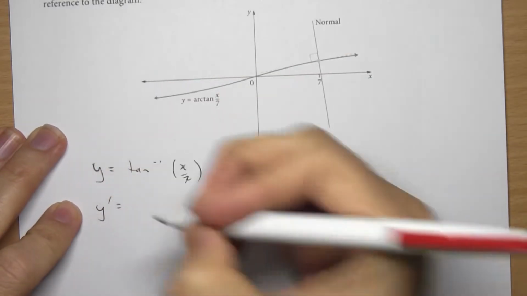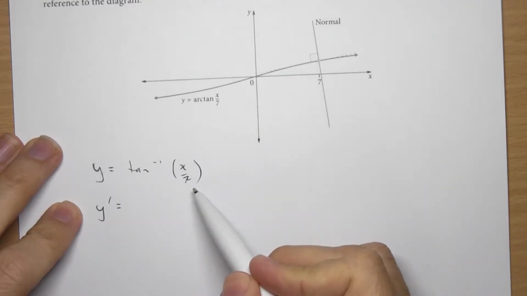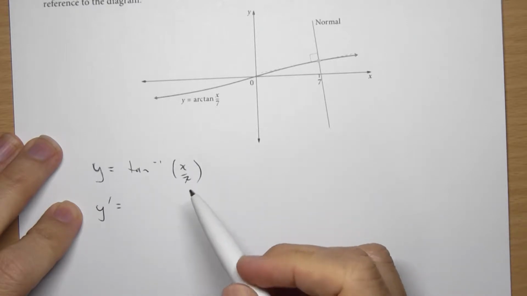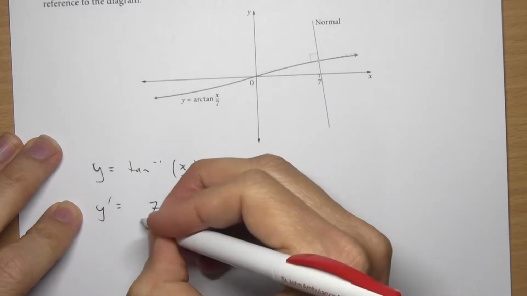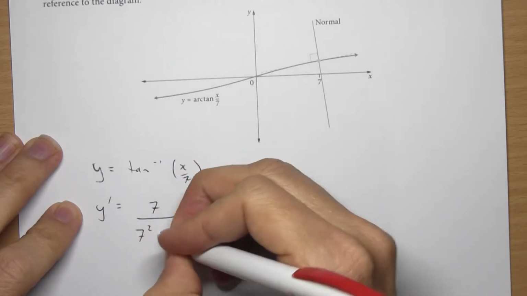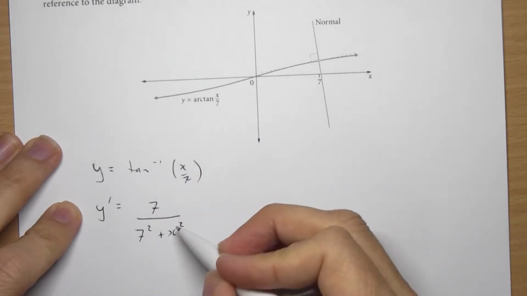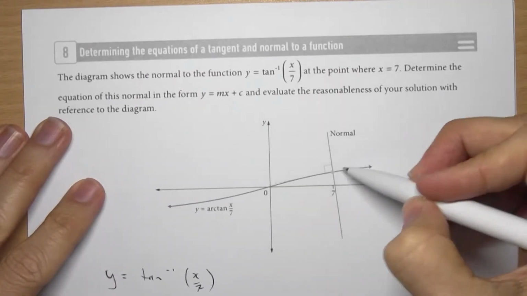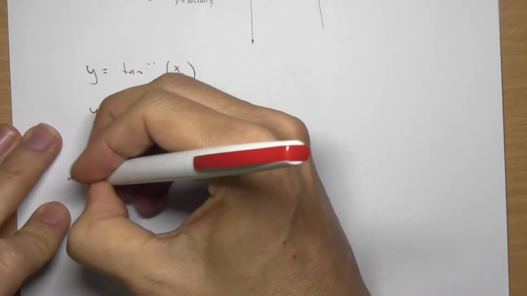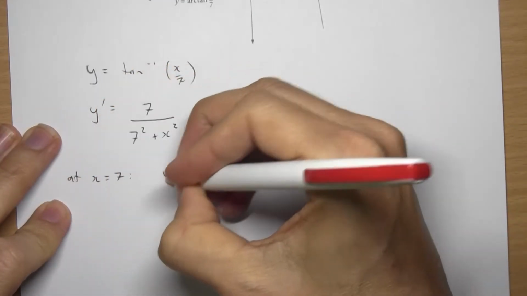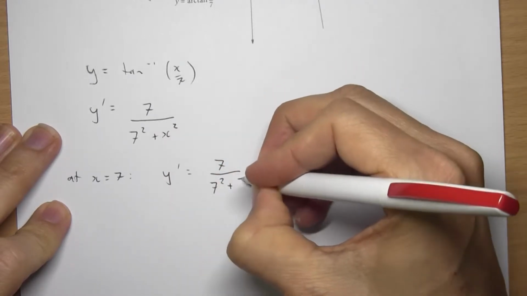So y dashed then, what's the derivative of arctan of x on a? It's a over a squared plus x squared. So here it's 7 over 7 squared plus x squared. Okay, I need it at a particular point, at this point here, where x is 7. So, at x equals 7, y dashed is 7 over 7 squared plus 7 squared.